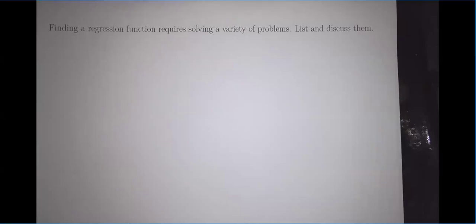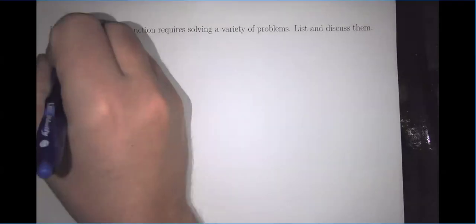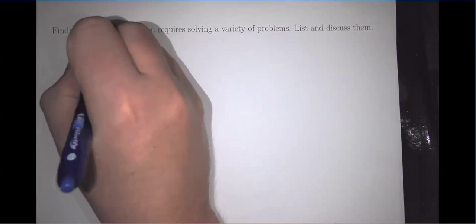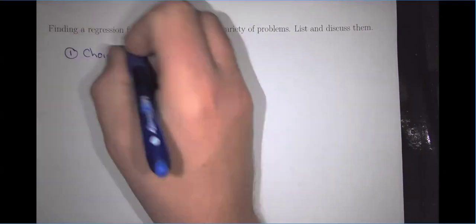Finding a regression function or solving a regression problem requires solving a variety of problems. So what are those problems? Well, we need to talk about what we want for our choice of model. The first thing we need to resolve here is the choice of our model.